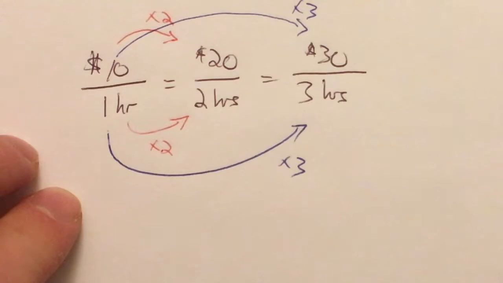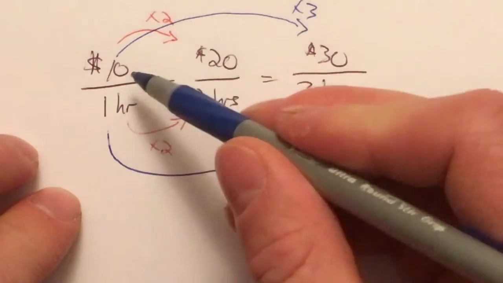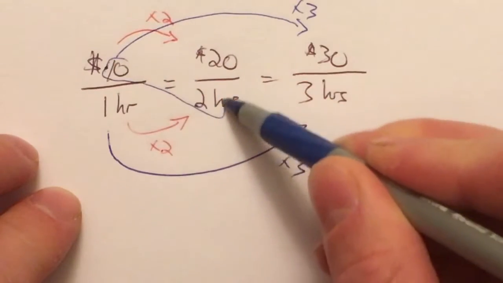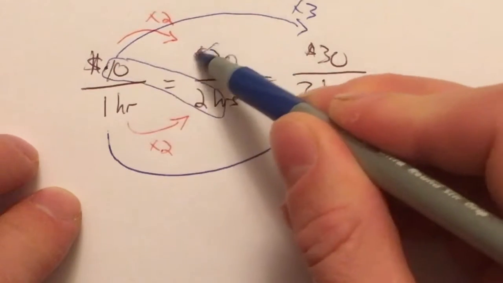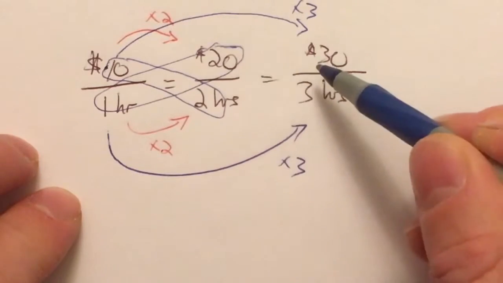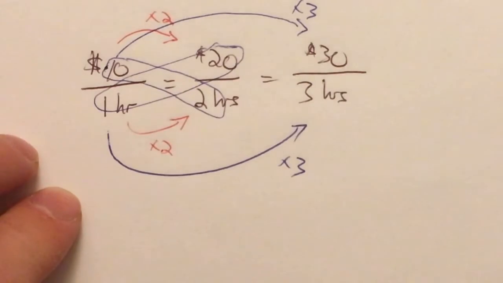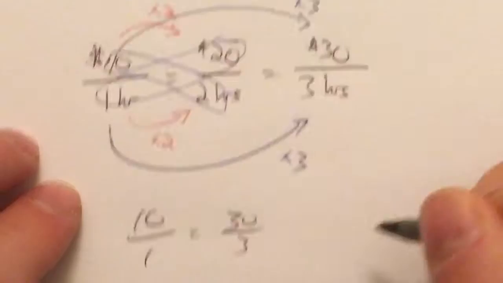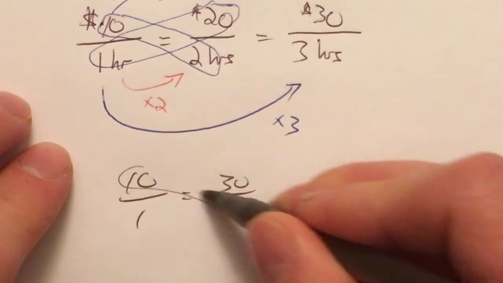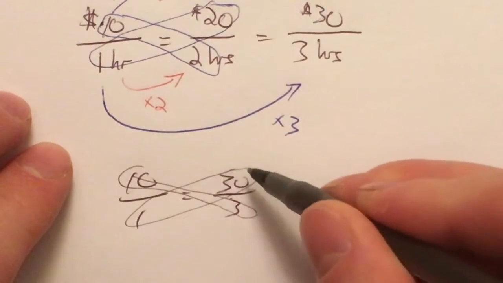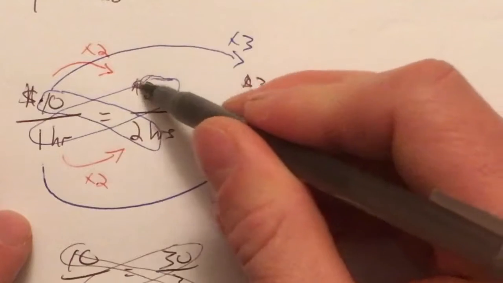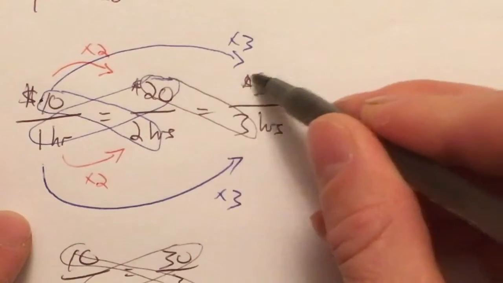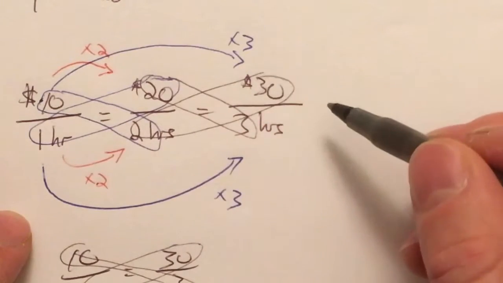Now, there's something else going on here too. There's another pattern. We call it cross multiplying, where 10 times 2 is 20, and 20 times 1 is also 20. And you can do this with any of these numbers. If you have 10 over 1 and 30 over 3, 10 times 3 is 30. 30 times 1 is 30, and you can even do it here. 20 times 3 is 60, 30 times 2 is also 60.